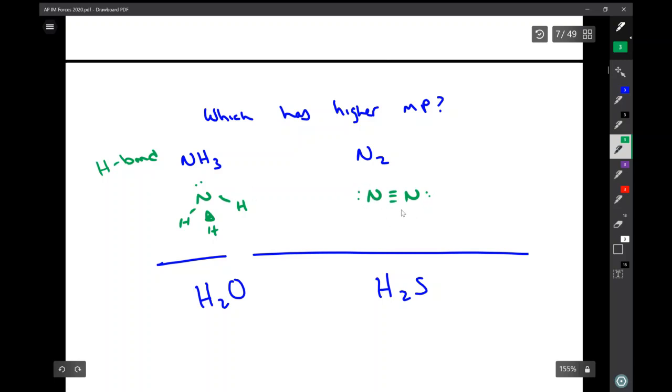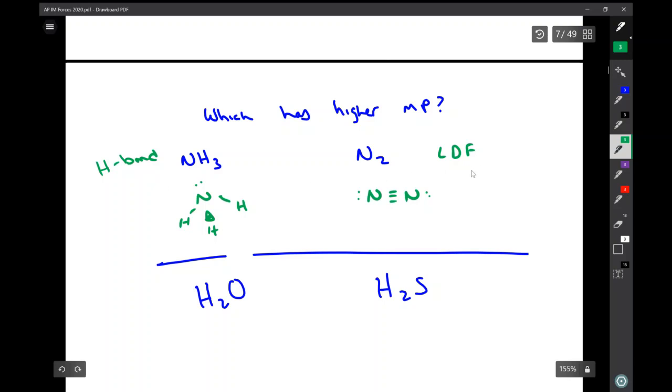N2, what's N2? Yeah, N2 is LDF, London dispersion forces. It's not polar, not a hydrogen bond. It's equal sharing of electrons. So the electrons are just kind of moving around, and every so often the electrons might gather more on one end than the other, which makes a very slight positive and a negative end. All right, so NH3 is a hydrogen bond, N2 is LDF.